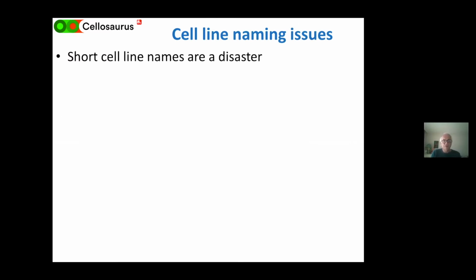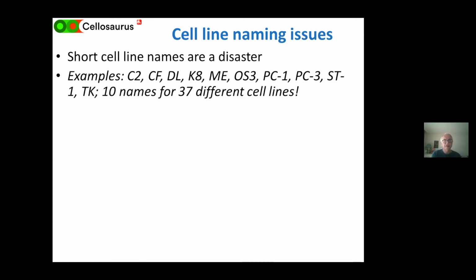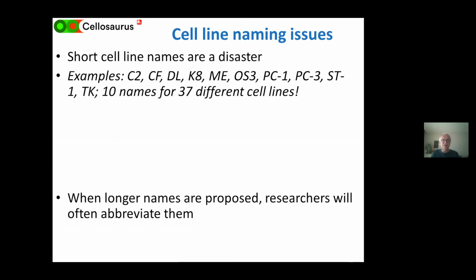So the first problem is short cell line names are a disaster. Here are some examples, 10 different names of real cell lines, which covers 37 different cell lines. So the cell line PC3, which is a well-known prostate cancer cell line, happens to be also a pancreatic cancer cell line, and also another cell line in another species, which has nothing to do with it. TK is the name of 5 different cell lines, which have nothing to do with each other. So it's a recipe for disaster to have short names.